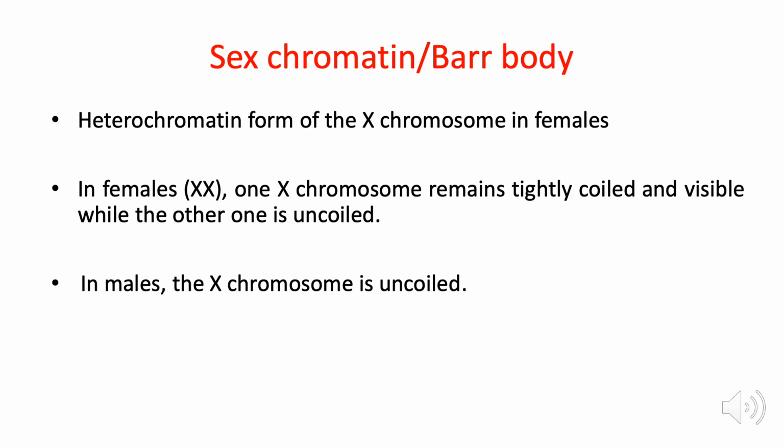Recall that in males, we only have X chromosome and Y chromosome. And we need the expression of the genes from both of these chromosomes. So we will never form a heterochromatin of our X chromosome. The heterochromatin form of X chromosome that is only present in the cells of female is referred to as the sex chromatin or the bar body.